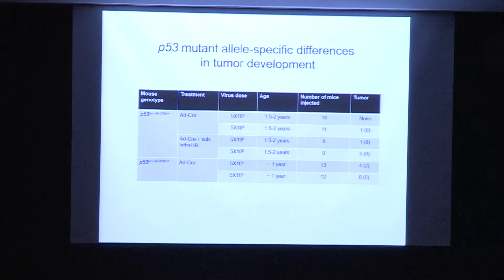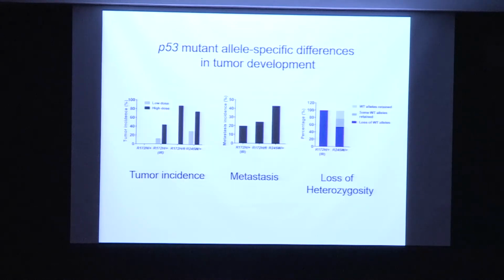Okay, so 2 or 3 take-home lessons from here. The R245 allele is much more potent at generating tumors than the 172 allele. And the 245 mutation readily gave rise to metastatic lesions. Okay, so here is the data presented a little bit differently. So here is again the tumor incidence based on the previous table.